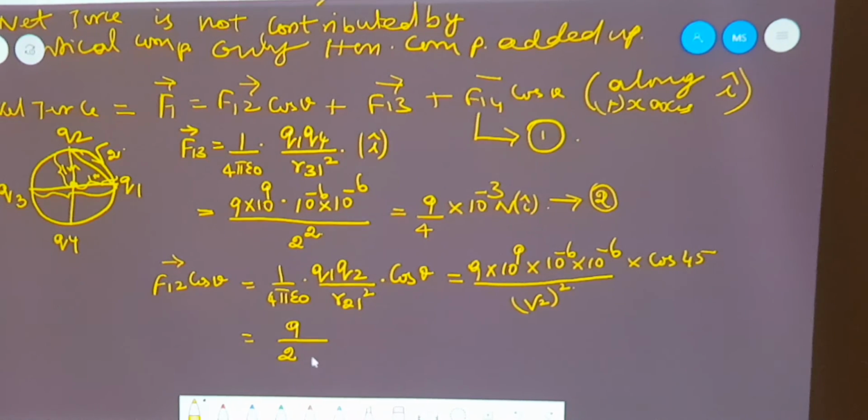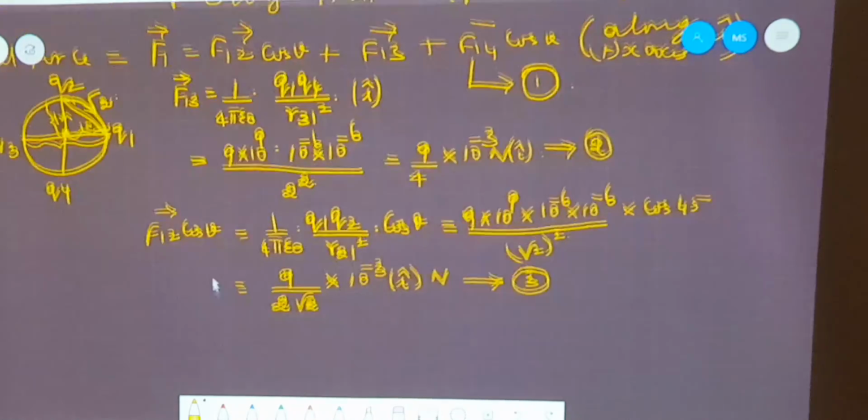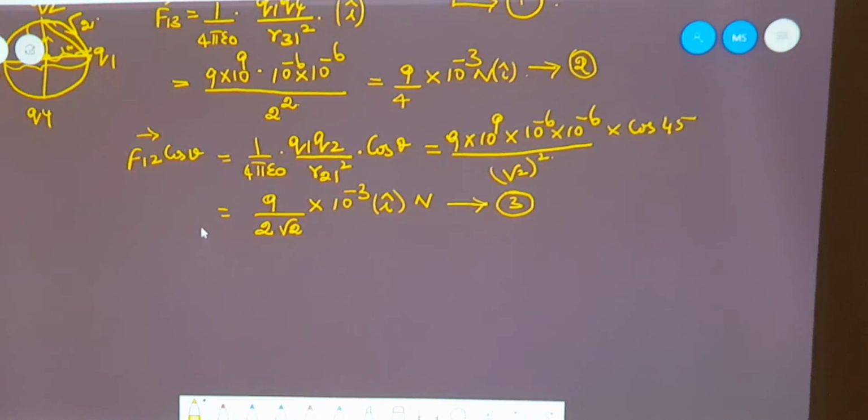So 1 by root 2 I can write here as another root 2 multiplied with 10 power minus 12 into 10 power 9. We will be getting it as 10 power minus 3 in the positive x direction, so i cap, in terms of Newton. Take this as equation number 3. So this value I can consider as F12 cos theta. Then I will be going for the next one.